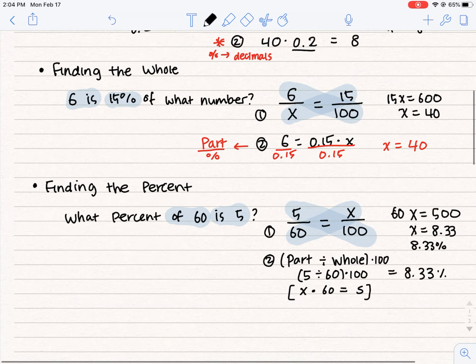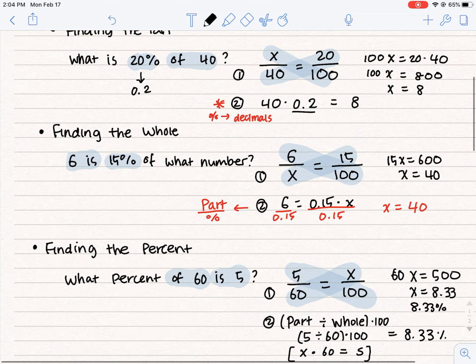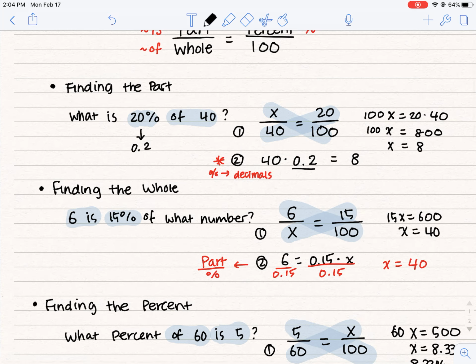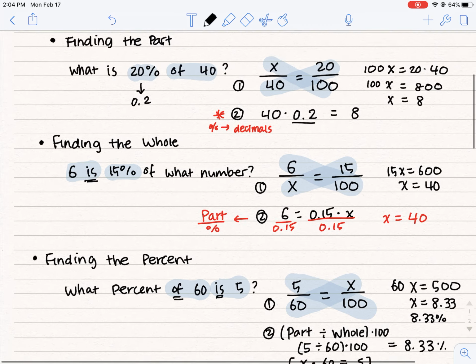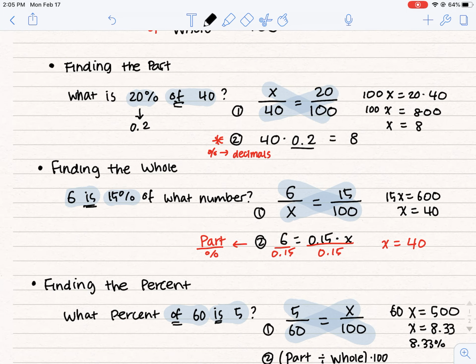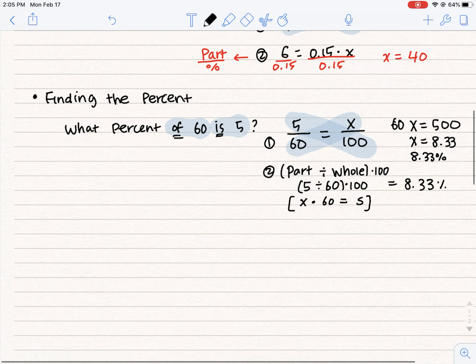So we looked into 3 different ways: finding the part, finding the whole, finding the percent. Notice is or of, these are all keywords. So whenever you have them, you are going to look at them and say, hey, is it going to be a whole thing or a partial of it, or am I finding the percent? So you can look into those questions. Let's do a couple of example questions.